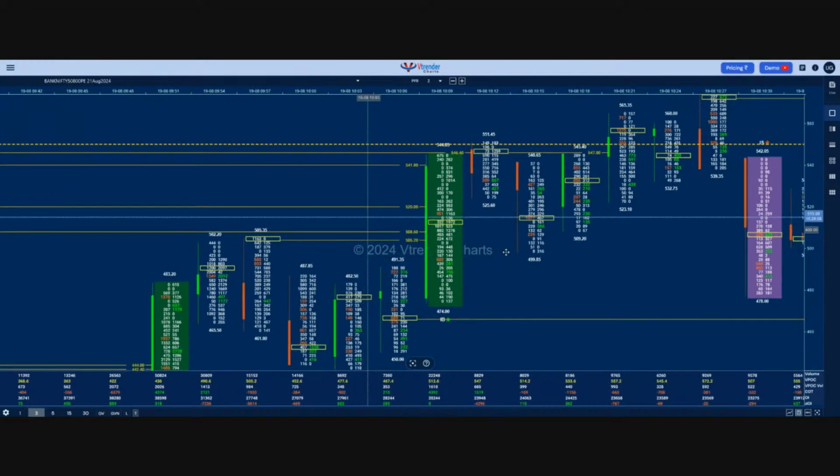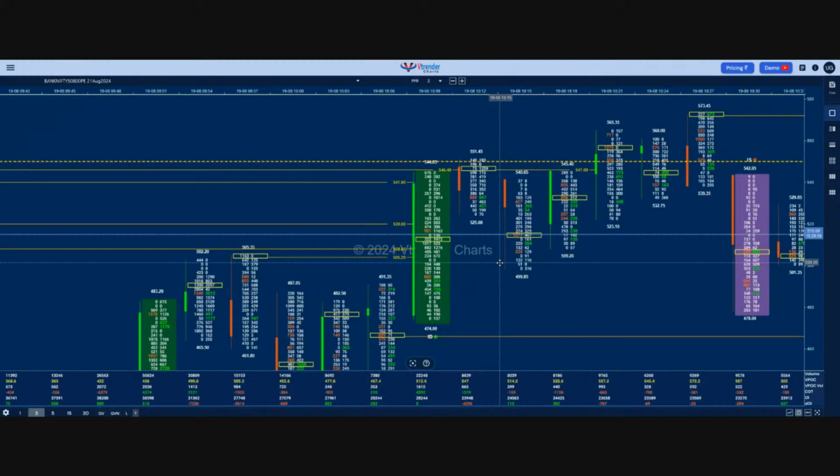So this is how we look at trades. We use order flow as a combination. We have 6 important features in the order flow, and all of them have been explained in the orientation videos on the vTrender chart section. So we need to look at it as a combination and not look at it individually.